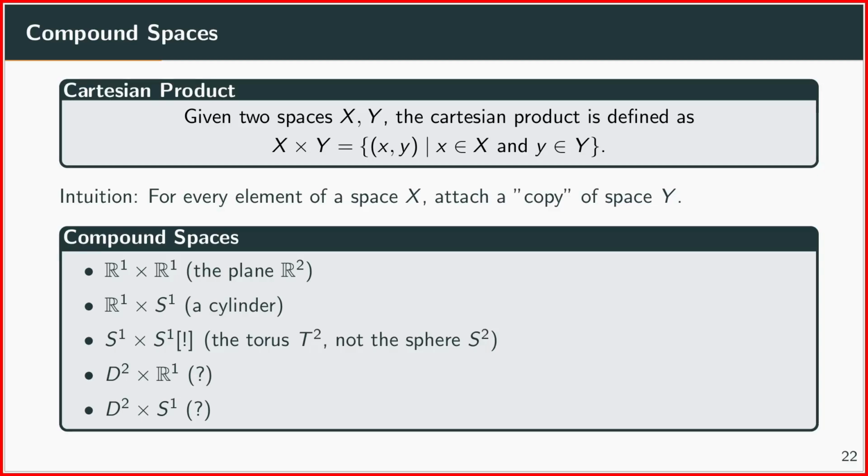Something to keep in mind is that if you attach 2 circles to each other, then you get not the sphere, but instead you get a torus T2 in this case. I think it's very instructive to think a bit deeper about why this is actually the case. So I don't want to go into details here. And then 2 questions for you. What kind of structure do you get if you take the disk and take the Cartesian product with a line?